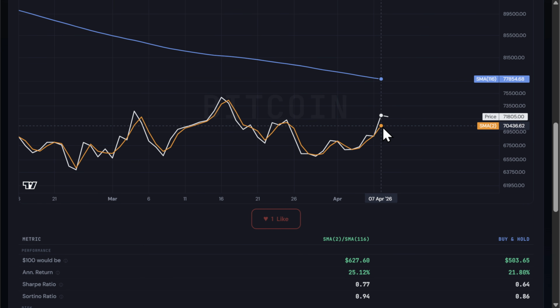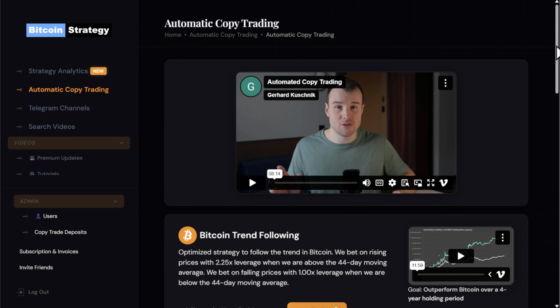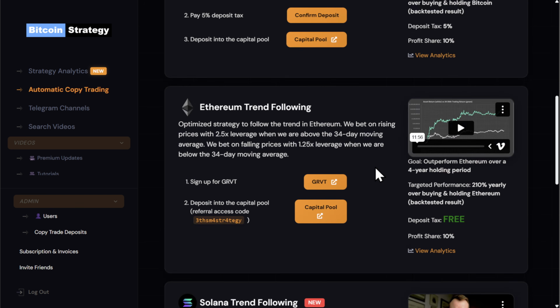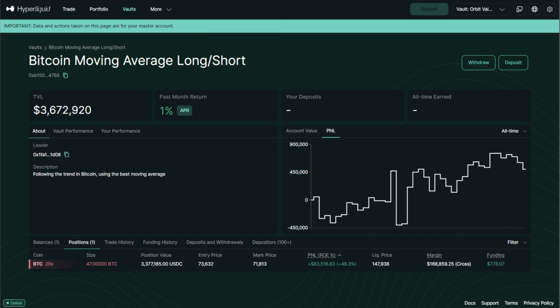Right now, we are still bearish. The 2-day moving average is below the 116-day moving average, which, by the way, is currently at a bit under $78,000. There's also copy trading for this particular trend following strategy, so for Bitcoin, but we've also got Ethereum and Solana. The Bitcoin trend follower made roughly $500,000 so far since October of last year.